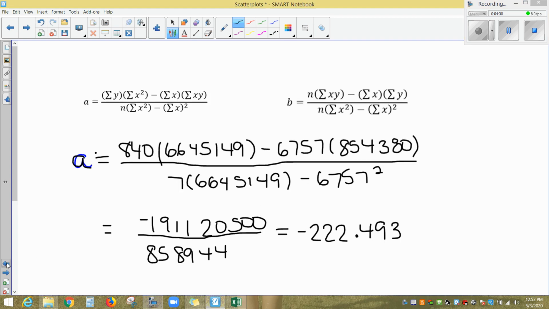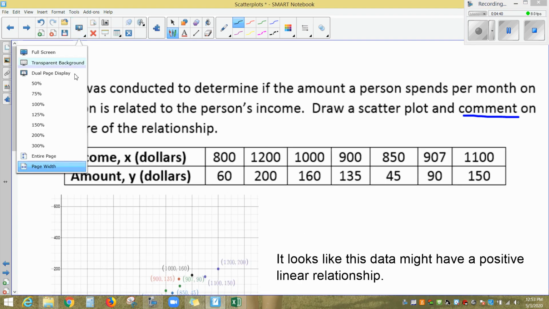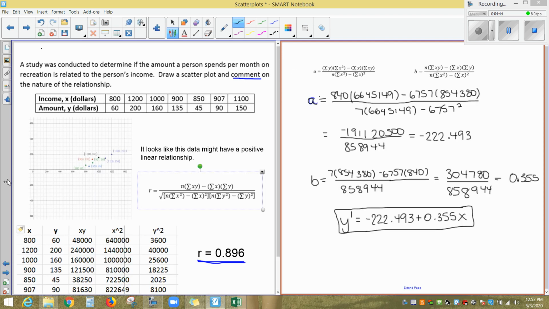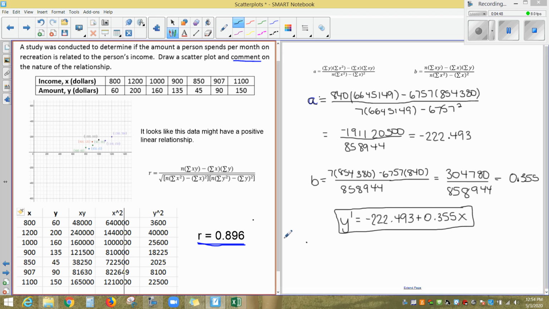I want to go back for several minutes to the example that we've done in our other videos. We had the amount of money a person makes and the amount of dollars they spend per month on recreation. We agreed that it had a linear relationship strong enough to write the regression line, and here is our regression line.